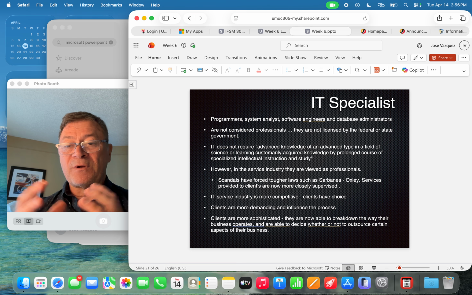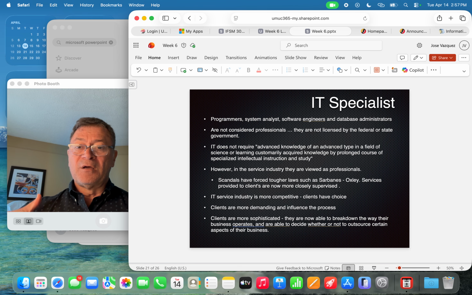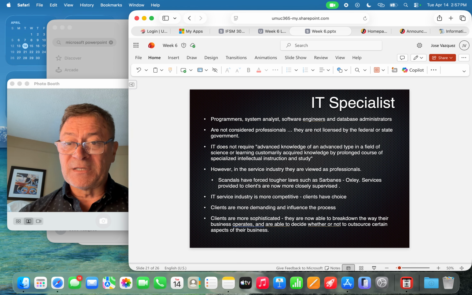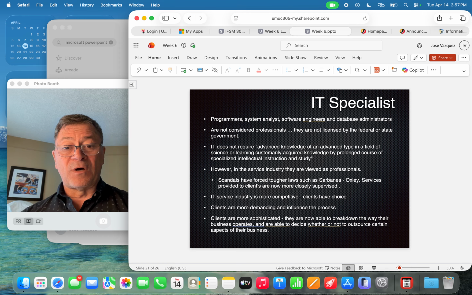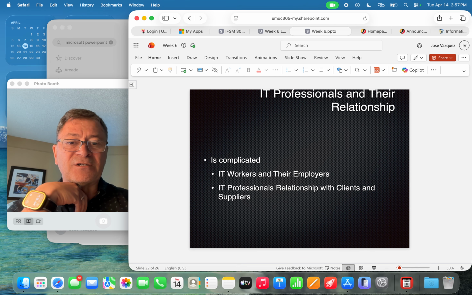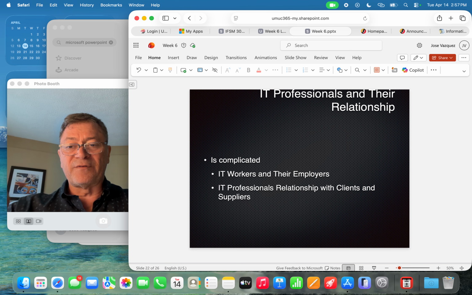And to be honest, one of the things that I would like to do with my students, and you'll see in weeks 7 and 8, is the pursuit of creating you to be the translator between the IT specialist, IT professional, and the rest of the world. We do not speak the same language, and sometimes the IT guy has a hard time understanding what the client wants. All right, they're viewed as professionals, but they are not managers. IT professional, the relationship is complicated. There's IT workers, the employees, IT professionals with clients and suppliers. So basically 2 different views, 2 different skill sets.